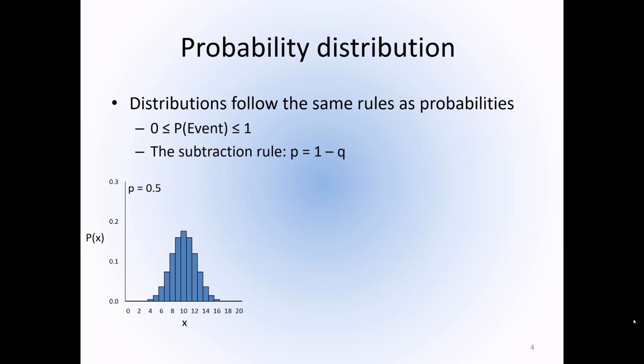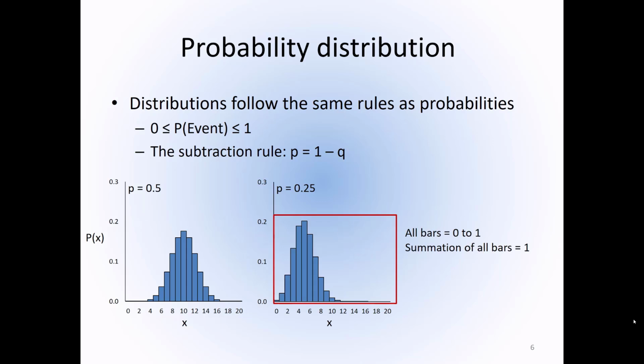We can use our binomial distributions to illustrate some of these key rules. We see that each one of these bars represents a different event, and we know that all these bars are going to be between 0 and 1, and the summation of all the bars equals 1. Same is true regardless of what the probability of P is, whether it's higher or lower than 0.5.